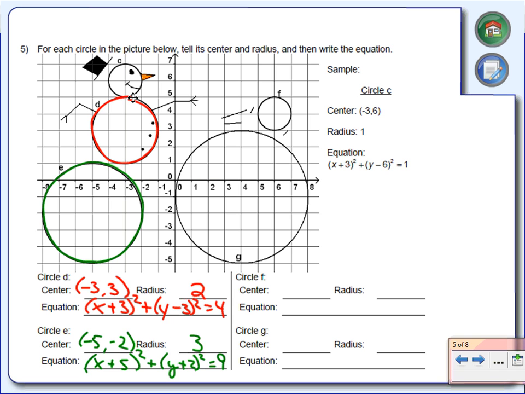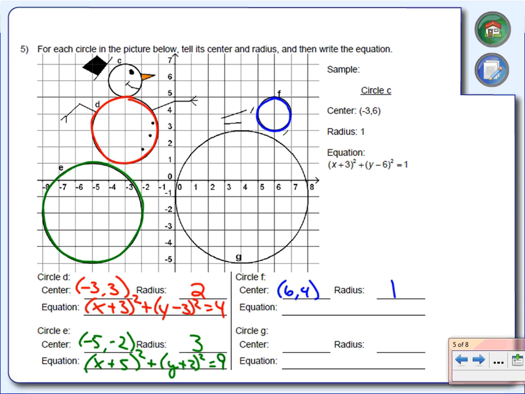Now let's look at circle F. That's this little one over here. First thing I need to know is, what is the center? All right, so Alexander, what's the center of F? 6, 4. Samantha, what's the radius of that circle? 1. Now that we know these two things, we're going to write the equation.